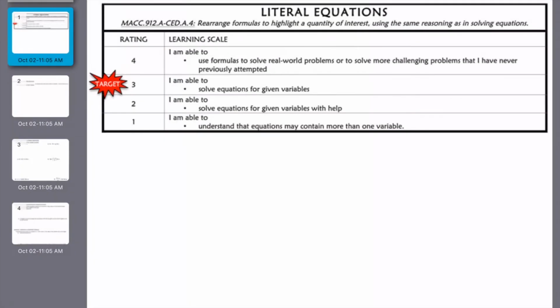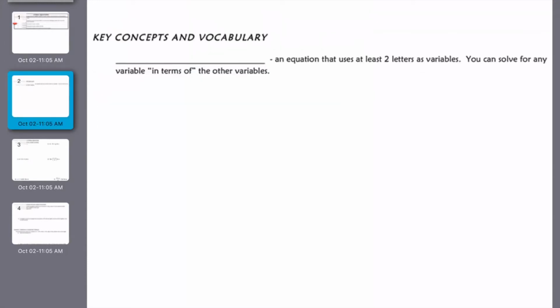All right, algebra. This is our second video of the week, and today we're going to be talking about literal equations. So at the end of this lesson, I'm hoping that everybody's able to solve equations for specific variables. So let's get into some key concepts of vocabulary. Really, the main concept of vocabulary that we're learning about today is literal equations.